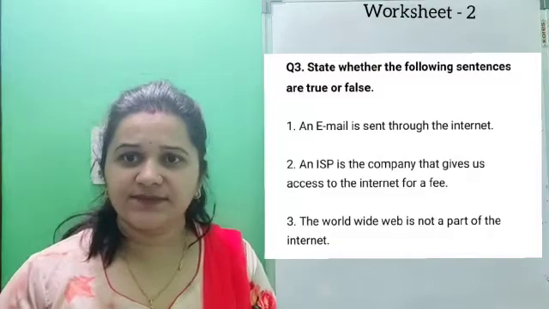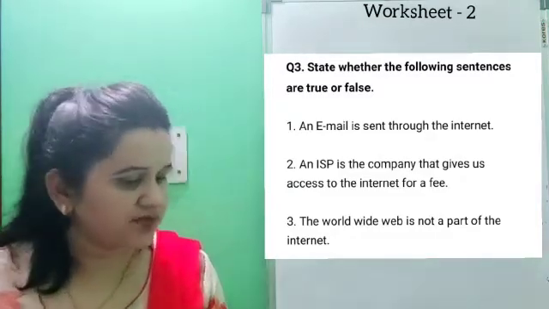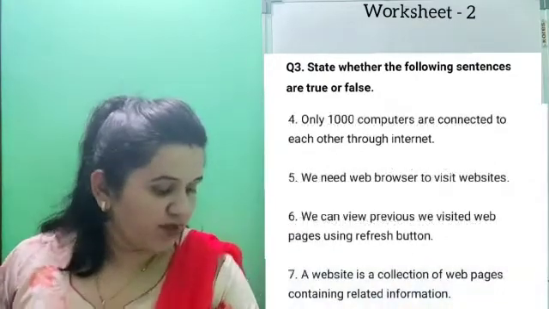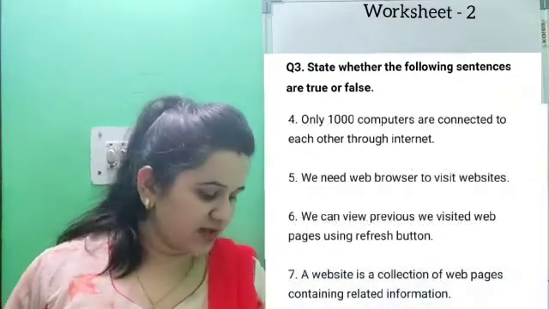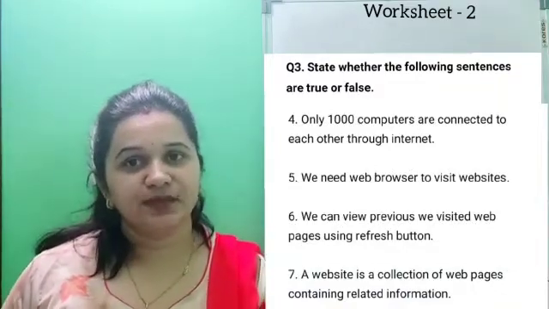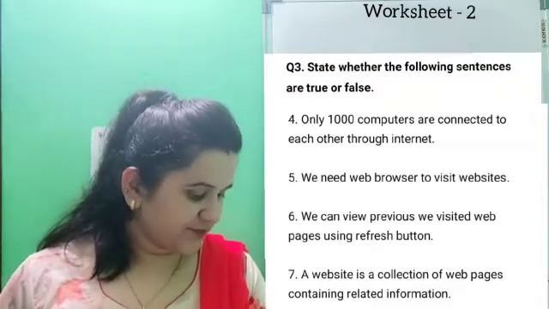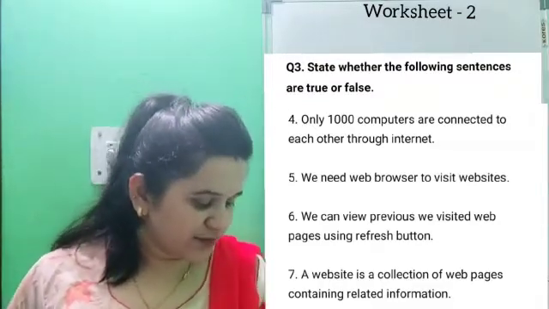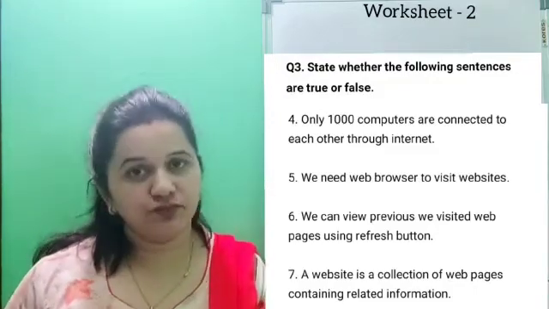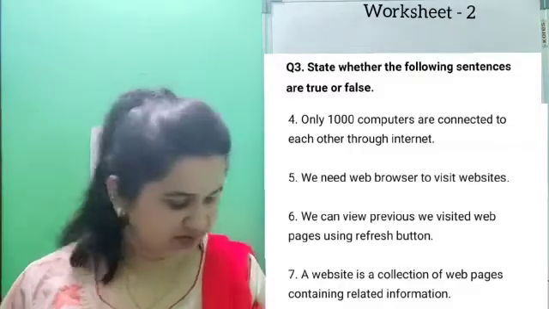Is it? Just write down. If it is wrong, write down false. If it is correct, write down true. Now the fourth one, only 1000 computers are connected to each other through internet. Find out and write down the answer. Fifth one, we need a web browser to visit websites. If it is true, write down true. If it is not correct, write down false.